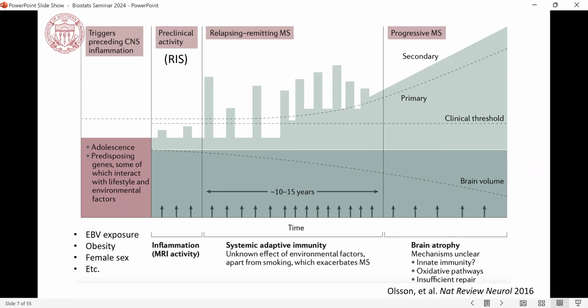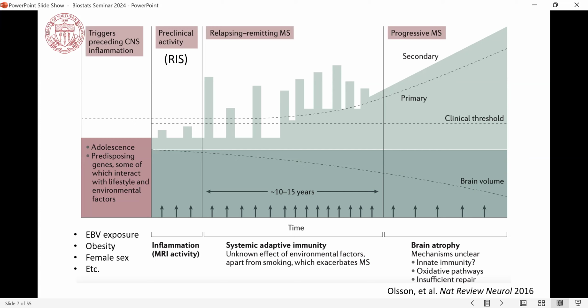For MS, there are multiple steps of the disease. The first phase is called the trigger phase. This is preclinical. At this stage, we have no idea what happens. It's completely dark. It involves adolescence, and probably some genetic effect. Some of our faculty in the department, Talak, did a genetic study with neurologists in a multi-ethnic cohort to study the genetic contribution to MS. So this is a period that no one knows.